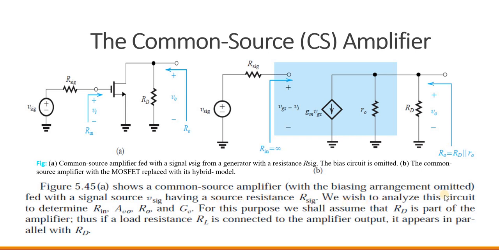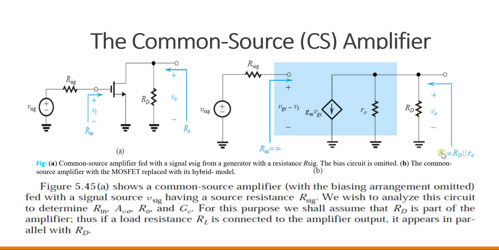We wish to analyze this circuit to determine various parameters: the input resistance, the open circuit voltage gain, the output resistance and the overall voltage gain. For this purpose, we shall assume that RD, the drain resistance, is a part of the amplifier. Thus, if a load resistance RL is connected to the amplifier output, it appears in parallel with RD.